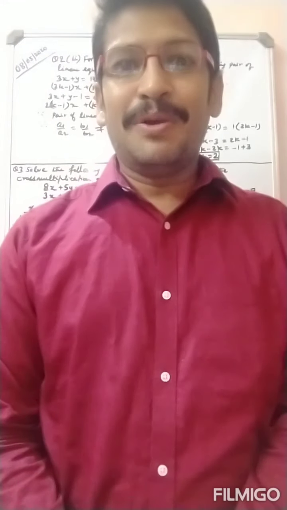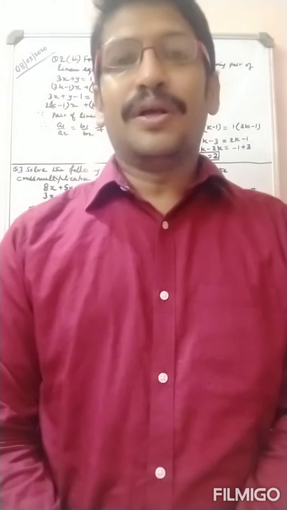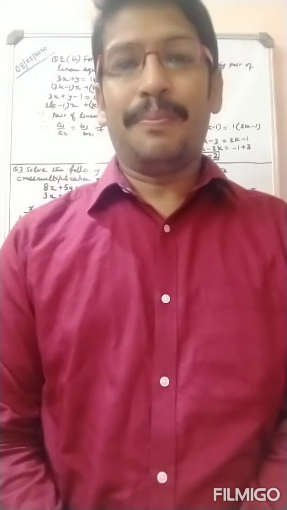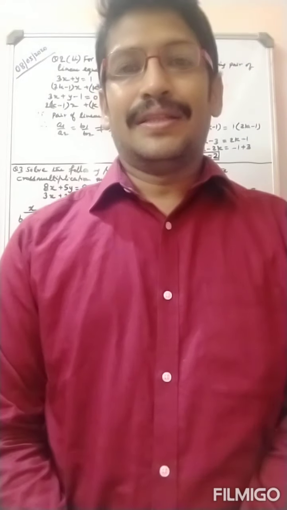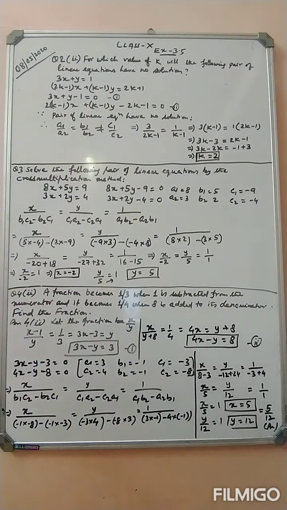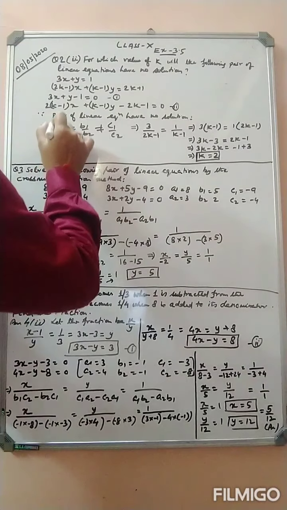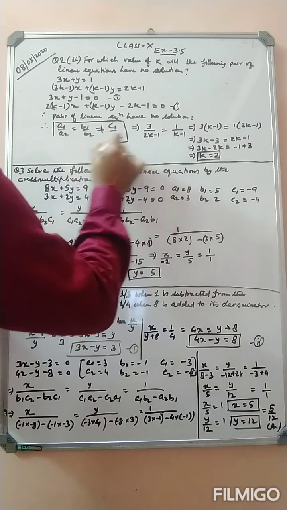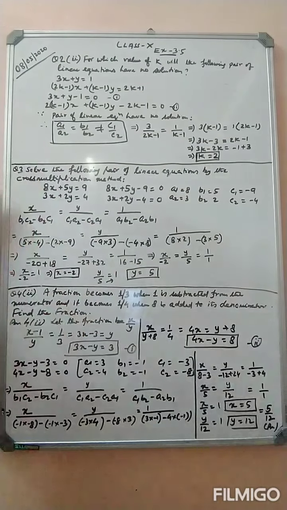Students, in this video we will be going through question number 2 bit 2, 3 and question number 4 bit 2 of exercise 3.5. So question number 2 bit 2: for which value of k will the following pair of linear equations have no solution? For no solution, this will be the condition: a1 by a2 is equal to b1 by b2 is not equal to c1 by c2.